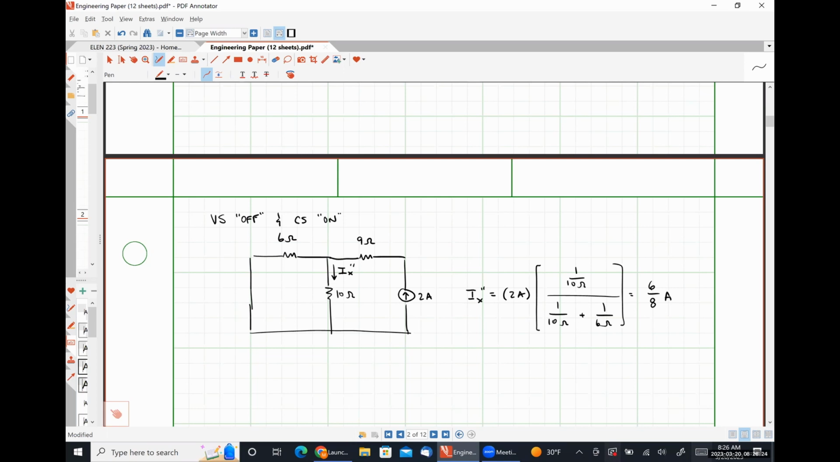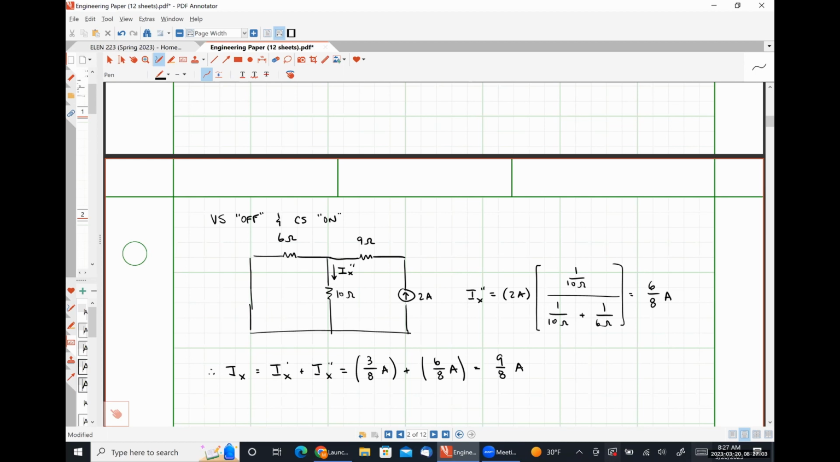And now bringing things together, IX should be the results from our first iteration of superposition, IX prime, plus the results from our second iteration. So that is 3/8 of an amp plus 6/8 of an amp comes out to be 9/8 of an amp, which is the exact same result we got working the problem with both sources on.